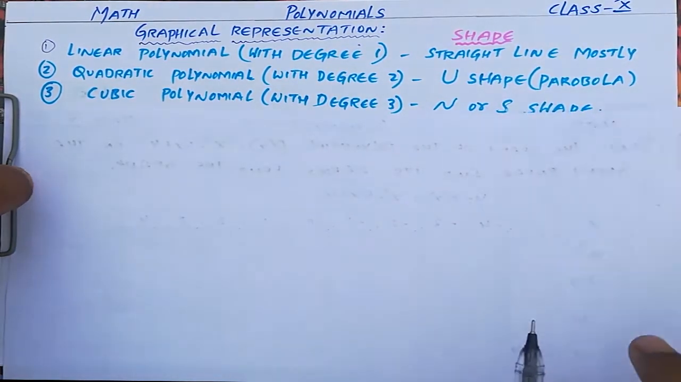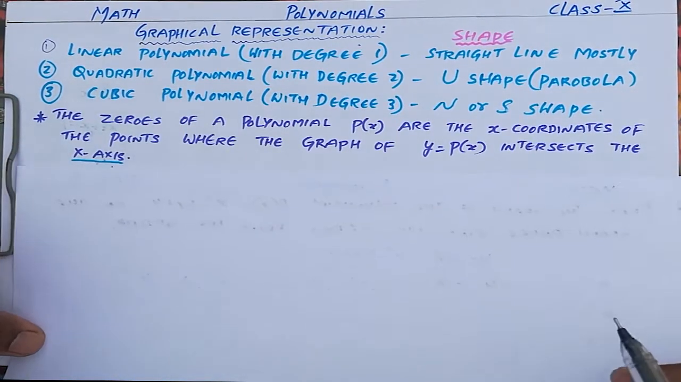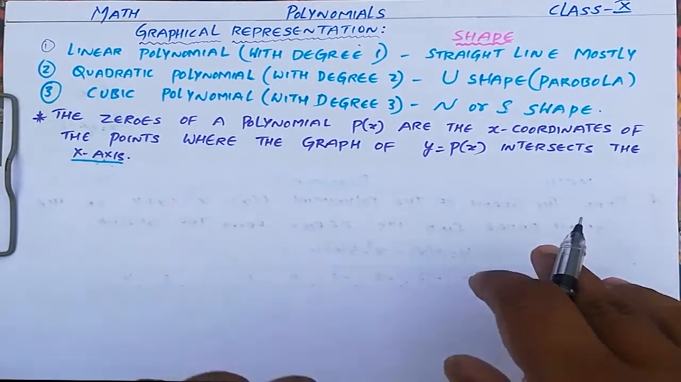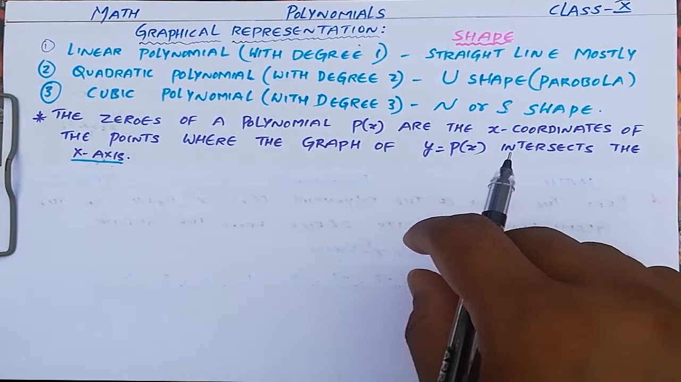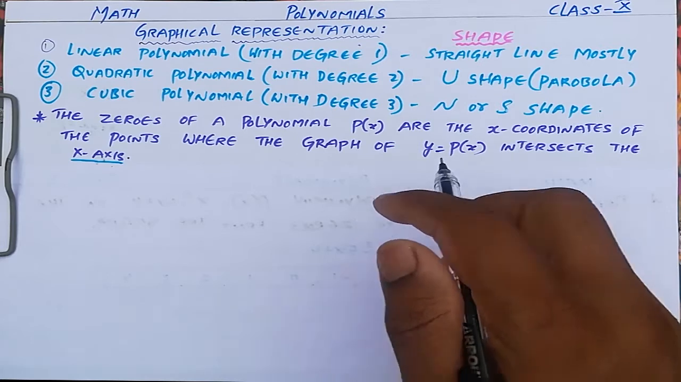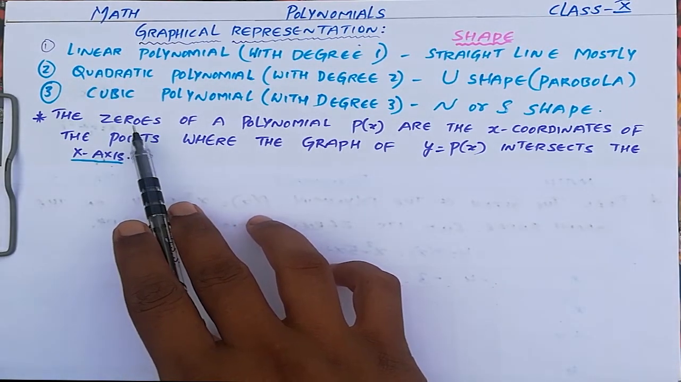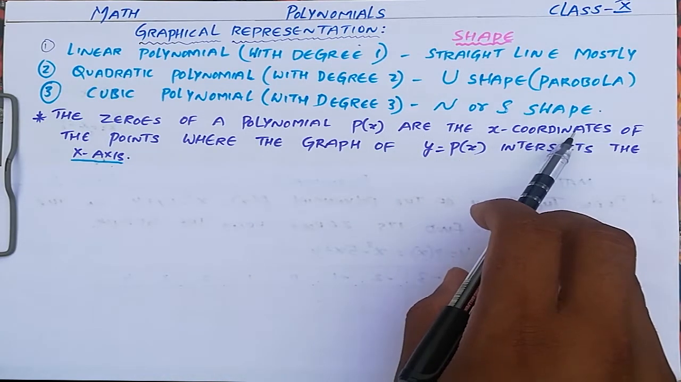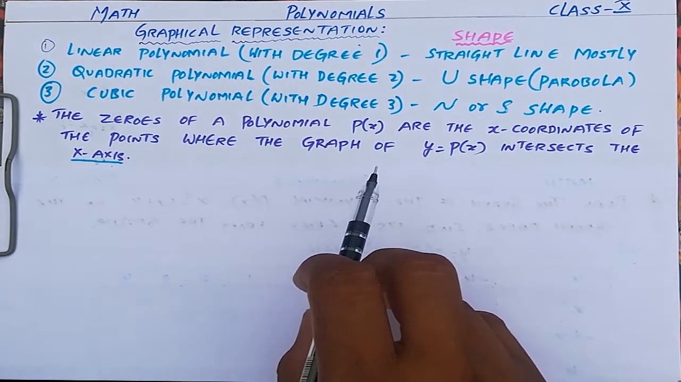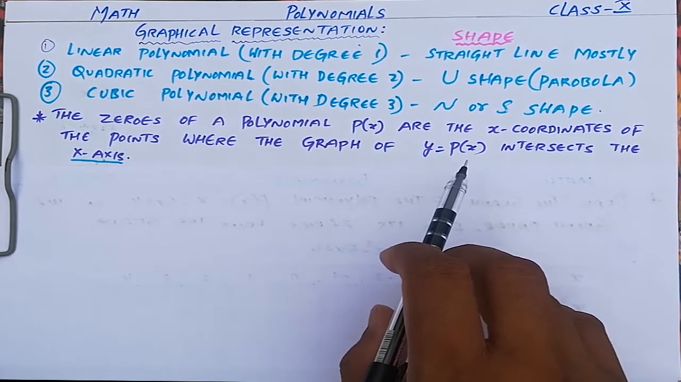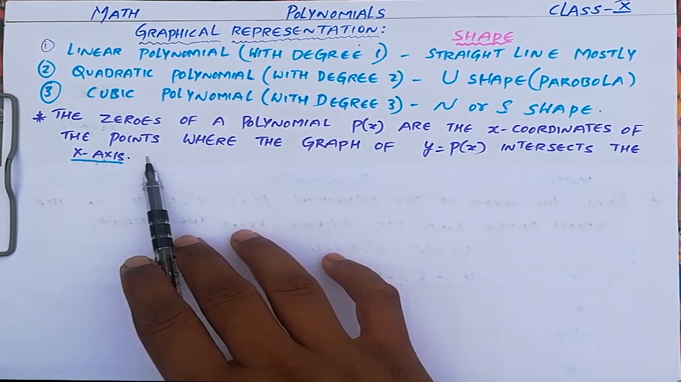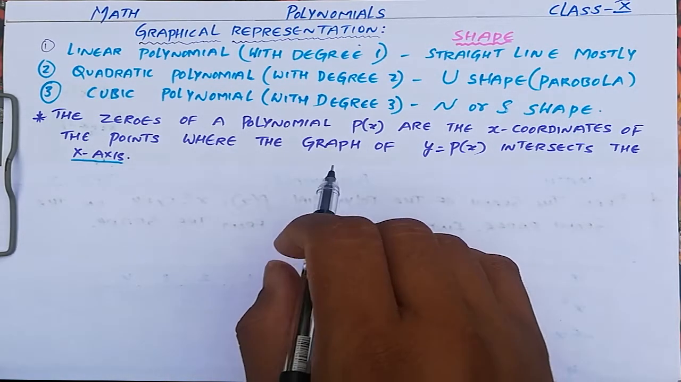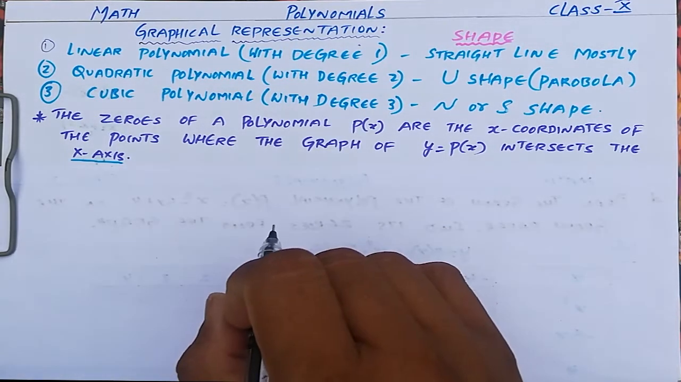Okay, so how to find the zeros from the graph? The question will ask to find the zeros from the graph, not to solve and find. Main important point: the zeros of a polynomial p of x are the x coordinates of the points where the graph of y equal to p of x intersects the x axis. So where it meets on the x axis, that point can be considered as a zero of the given polynomial in the graph.